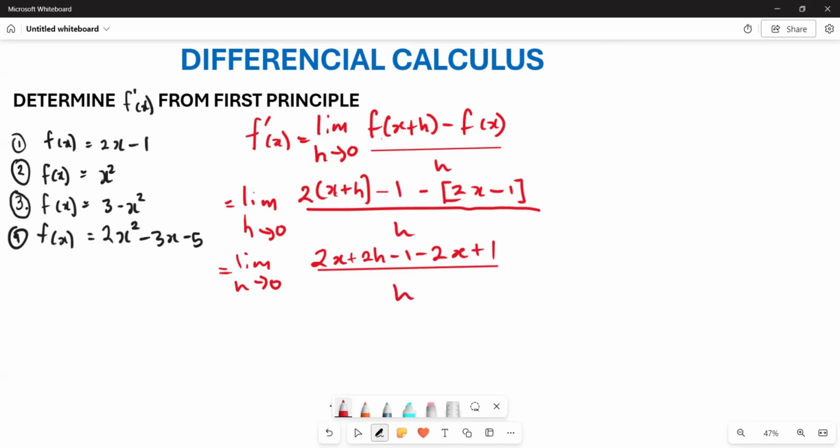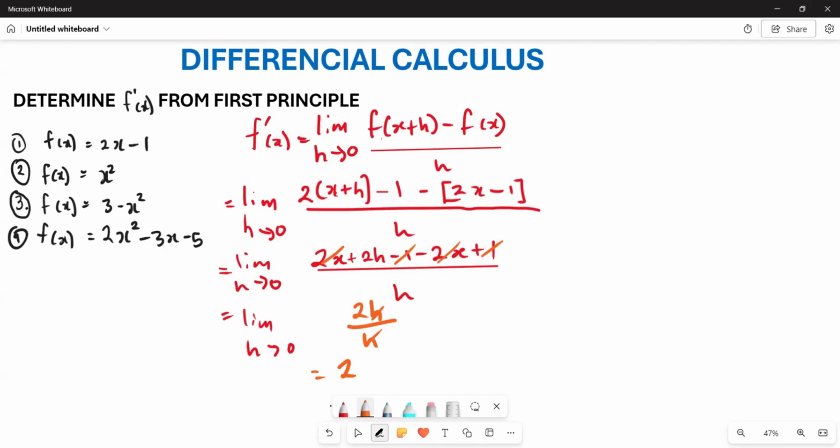Then what else are you going to do from here? You are going to say, look, my limit as h approaches 0 is going to be equal to, can you see that from here, the 2x and the 2x are going to cancel each other. The negative 1 and the positive 1 are going to cancel each other, right? So you're going to be left with 2h over h. Then the h and the h are going to cancel each other, which means the answer here, as your first derivative, is going to be 2.